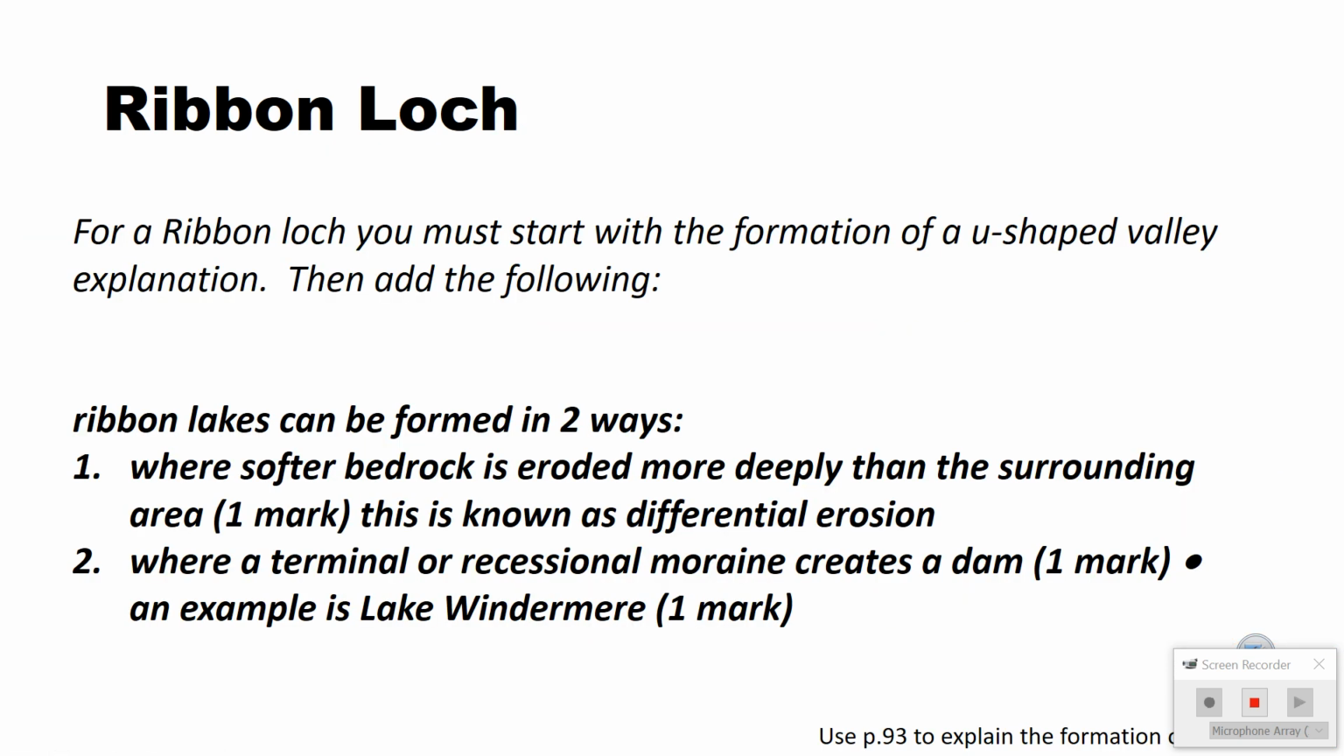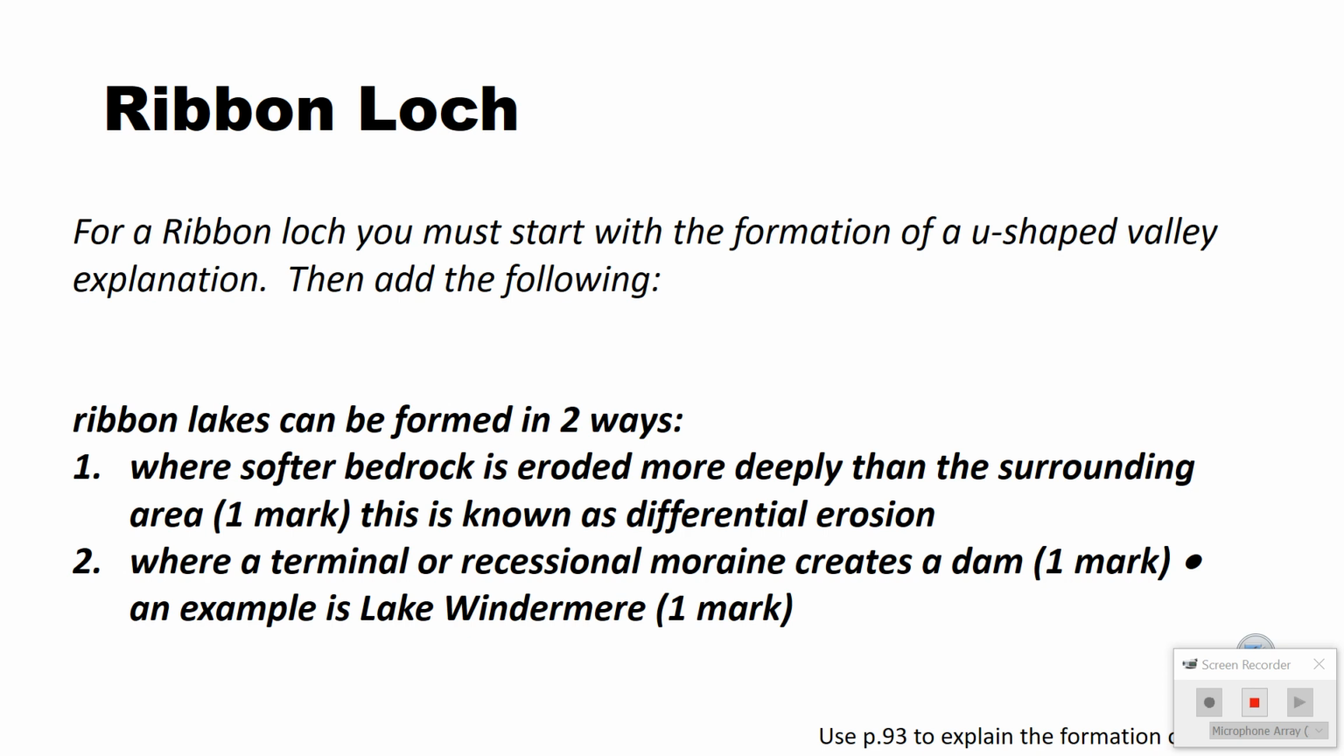Right, your last feature linked to U-shaped valleys is a ribbon loch. You need another new title. And these are your last sort of points. So for ribbon loch, you must start with the formation of U-shaped valley explanation and add the following. So I guess what's really quite good about this is there's two ways a ribbon loch forms. If you remember that, you've remembered 2 marks.